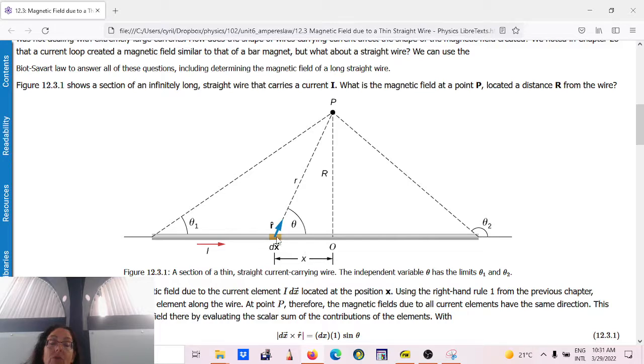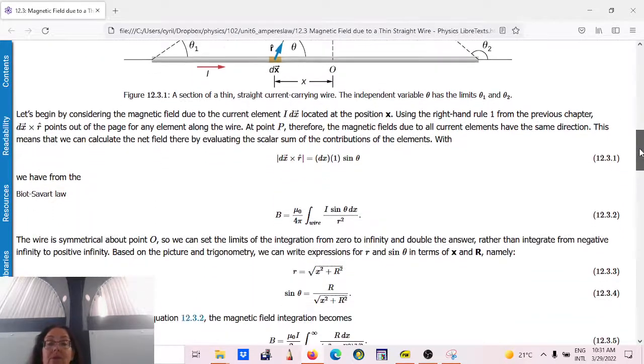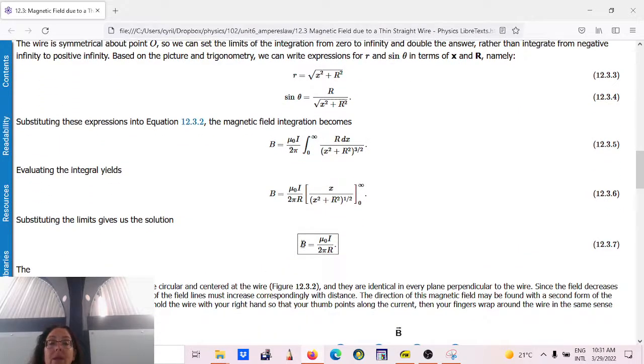Okay, so you have a small element here. You have your vector position. So at P, you're going to have a delta B, and then you have to integrate along that length here. I'm not going to explain because I know I'm going to lose half of you, but you can look at the math. I highly recommend that you do that. And at the end, you have this equation.